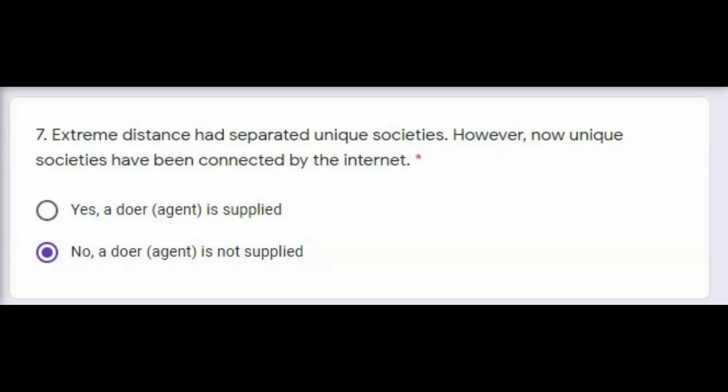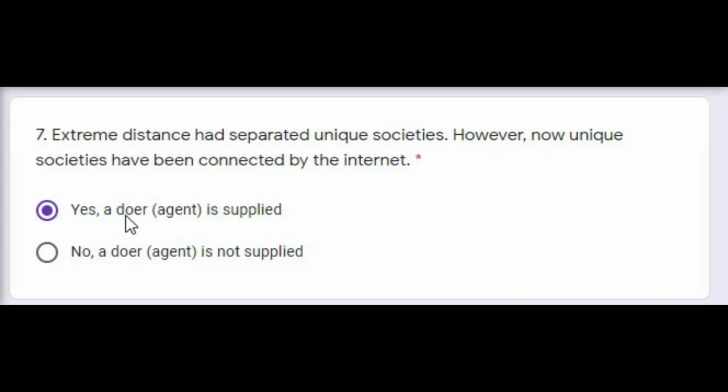Extreme distance had separated unique societies. However, now, unique societies have been connected by the internet. It's super duper easy. I see the "by the internet," because of the internet. Yes, a doer is supplied. It's right there. In active voice, this would read: However, now the internet has connected new or unique societies.